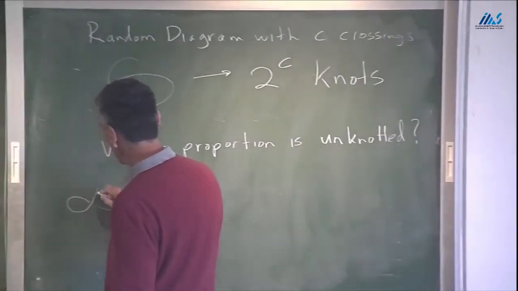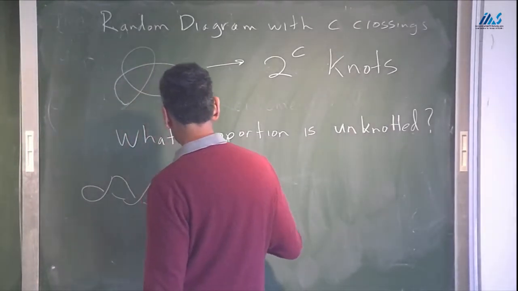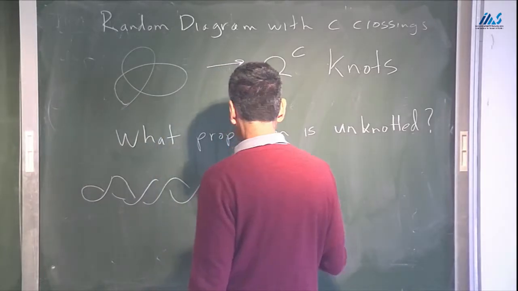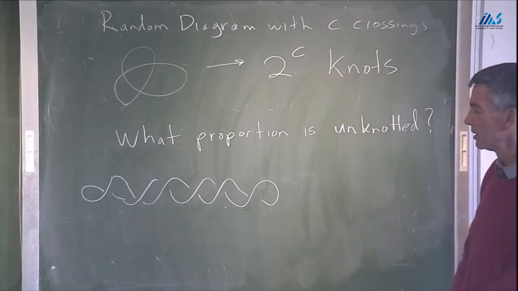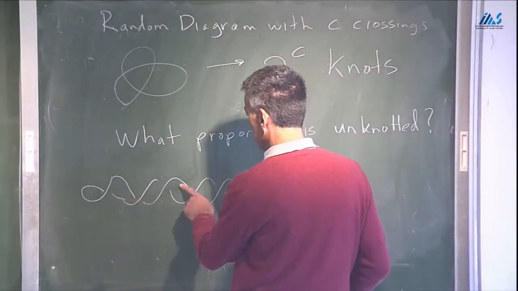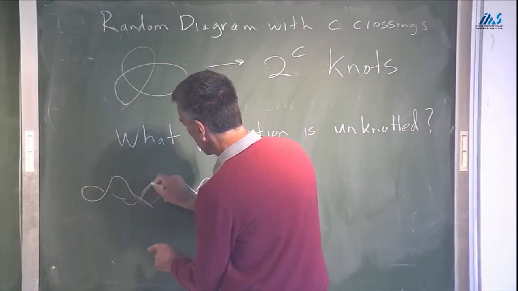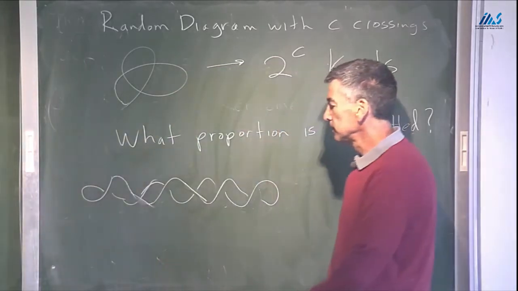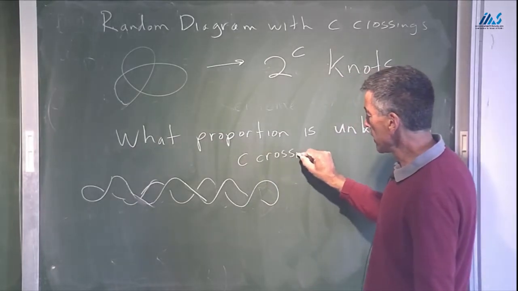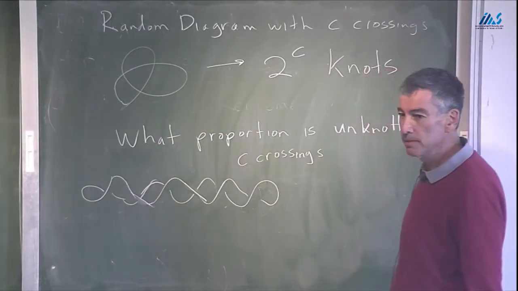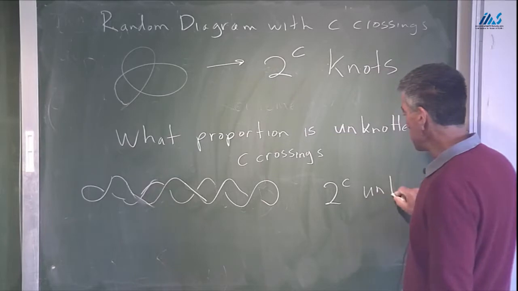So let's take an example that looks like this. What proportion of the crossing changes, we can change some crossings at random, say. What proportion of these, so there's 2 to the C of these, C crossings, how many are unknotted? All of them, right? You can't create a knot with such a big diagram. So sometimes they're all unknotted.